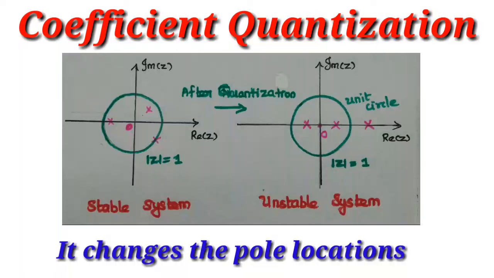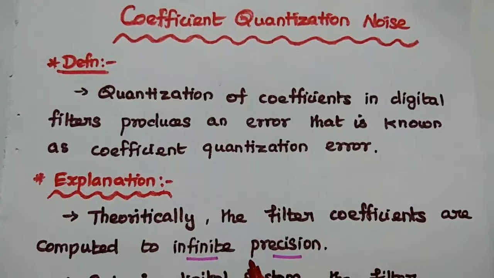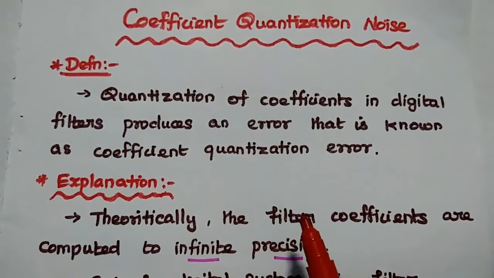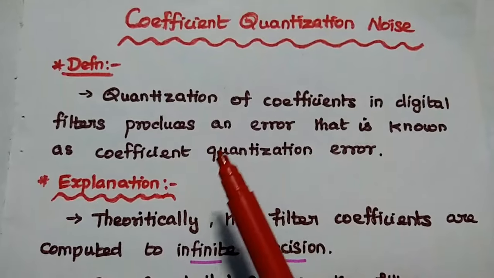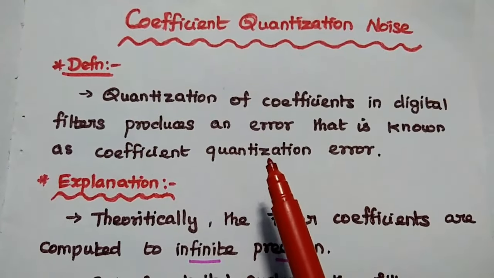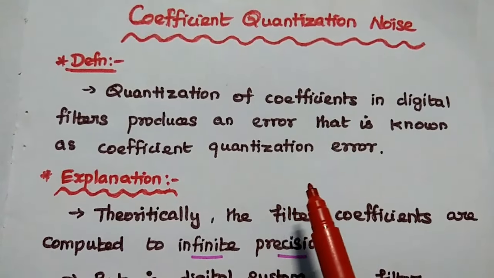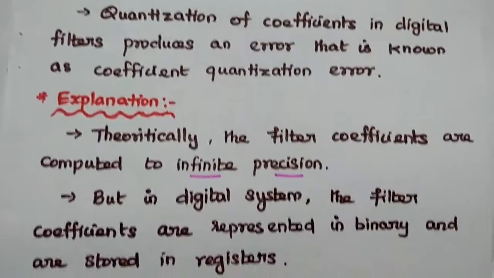Dear students, now we are going to discuss the coefficient quantization method with an example in detail. Let's start with the definition of coefficient quantization noise. The quantization of coefficients in digital filters produces an error that is known as coefficient quantization error.